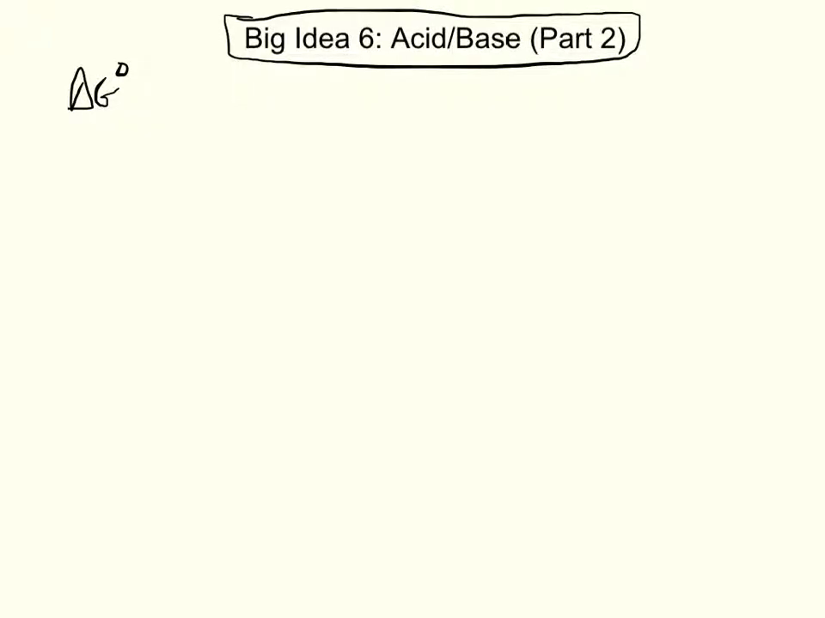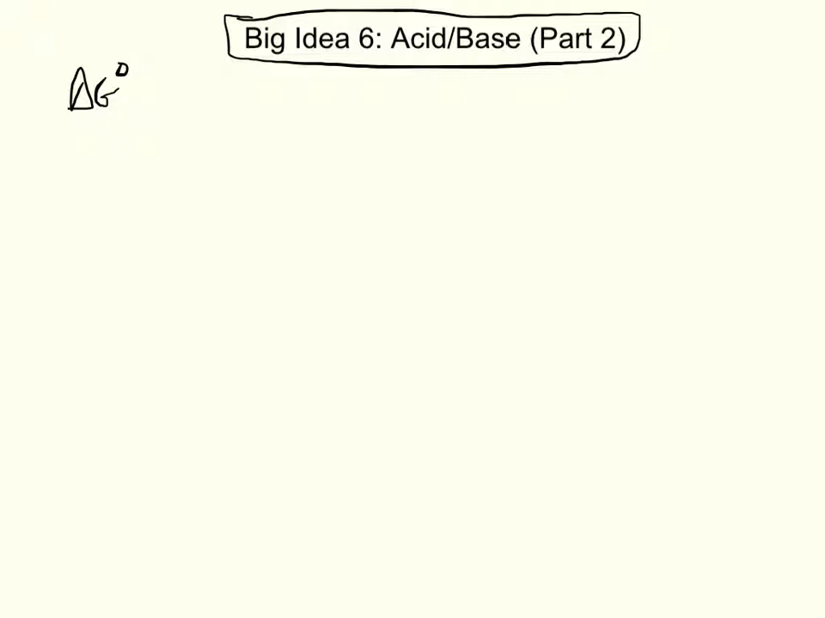So Big Idea 6 still focuses on equilibrium. In the first part of the Big Idea 6 video, we focused on general equilibrium and solubility product, calculating Q, the reaction quotient, K, the equilibrium constant, etc. In part 2, we're going to focus on a specific type of equilibrium associated with acids and bases, and buffers and titrations, and using Kas and Kbs and Kws and pH.